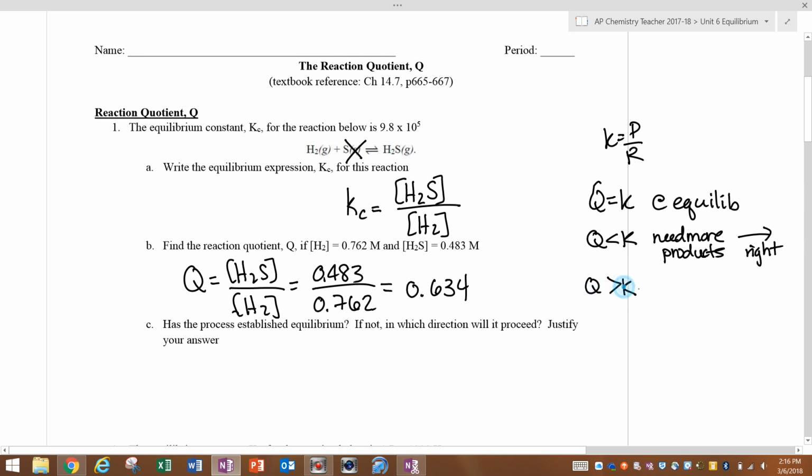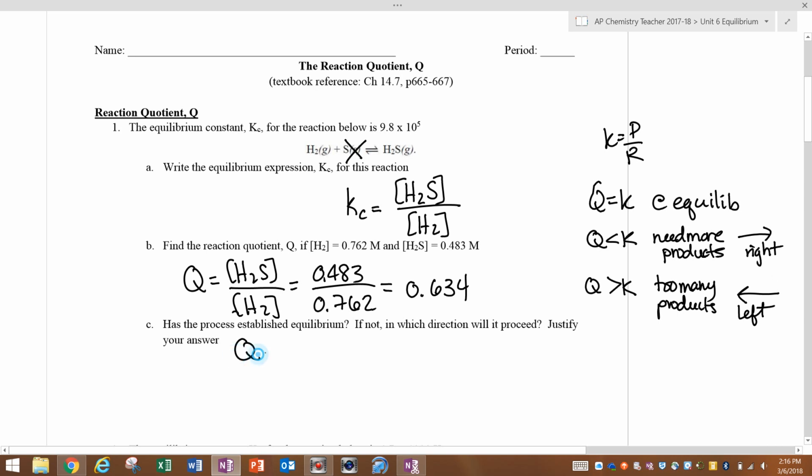If Q is greater than K, that means I've got too many products. I need more reactants, so the reaction is going to proceed to the left, using up products and turning them back into reactants.